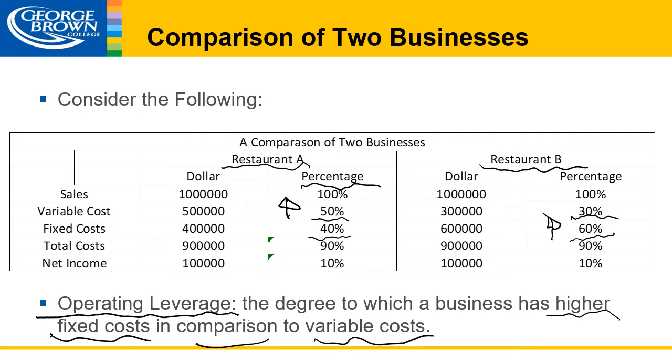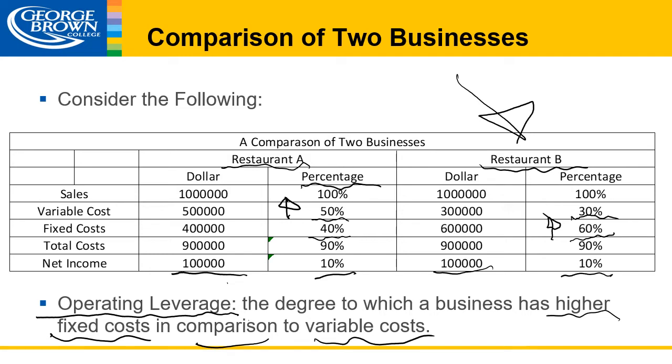If you look at the bottom here, you'll notice that the profit margin, or the net income, is 100 grand for both. So at this particular sales level, both of these businesses are making the same net income. They're both performing the same way, but they have different cost structures. Based on this comparison and the percentages, you should be able to identify that restaurant B here is highly operationally leveraged, which means it has higher fixed costs in comparison to variable costs.